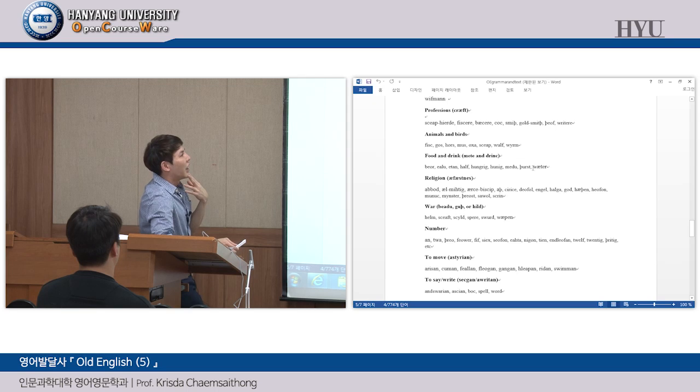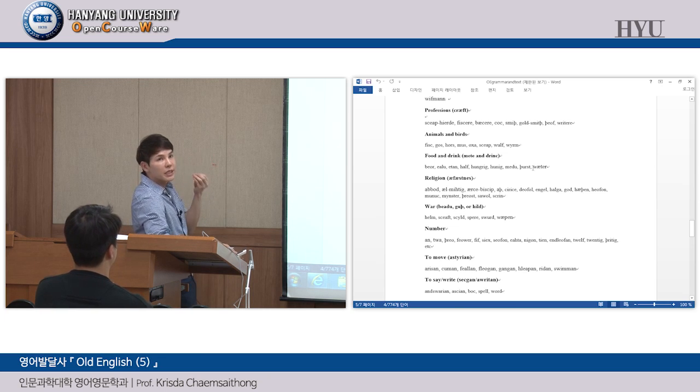Hungry, honey, mead, M-E-A-D, in today's word, a kind of beer. Mead. Thirsty, like that. Water, like this. You should be able to guess with a little bit of imagination.